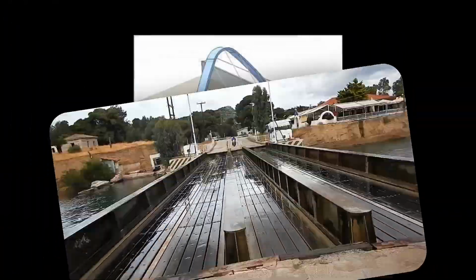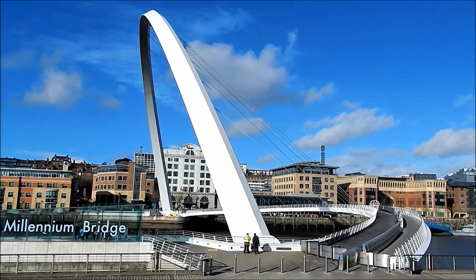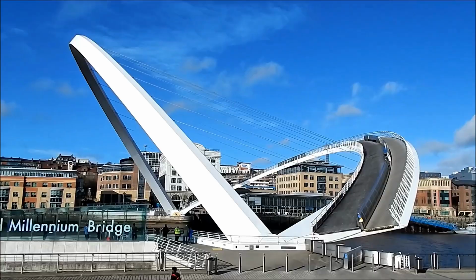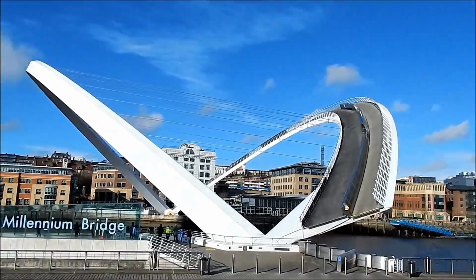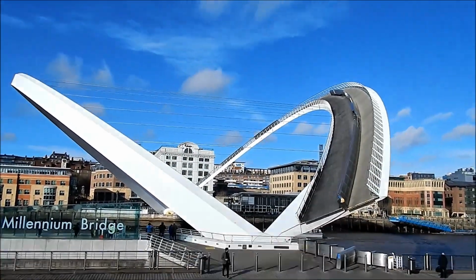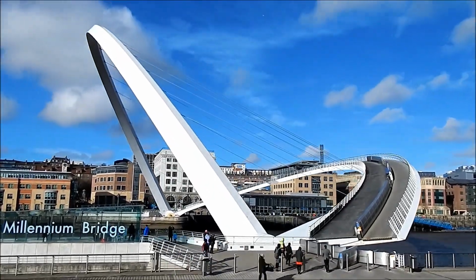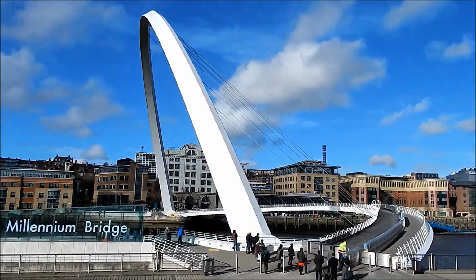Tilt bridge. A tilt bridge tilts its entire deck around a fixed pivot point, usually at one side of the span, to allow clearance beneath. The Gateshead Millennium Bridge in the UK is a well-known example. The deck tilts upward like a giant eyelid, creating both a functional crossing and an architectural spectacle.